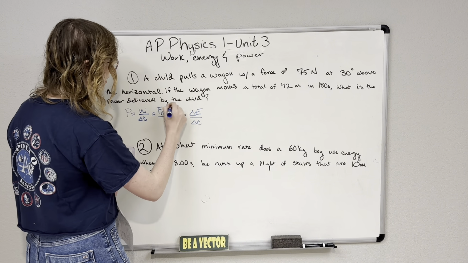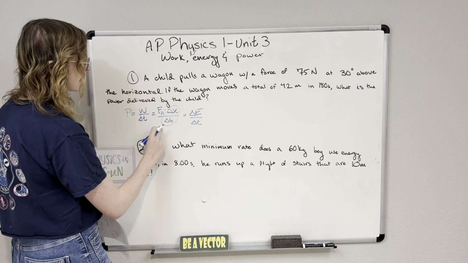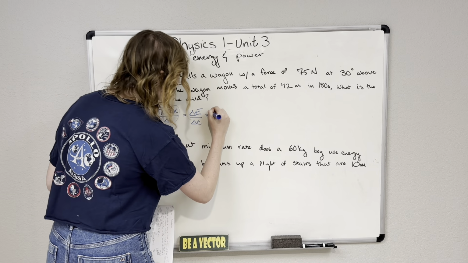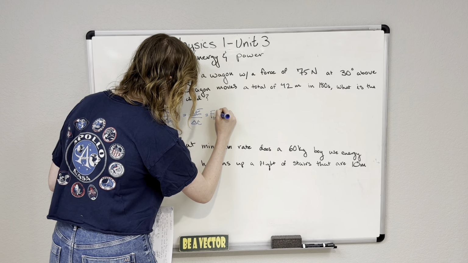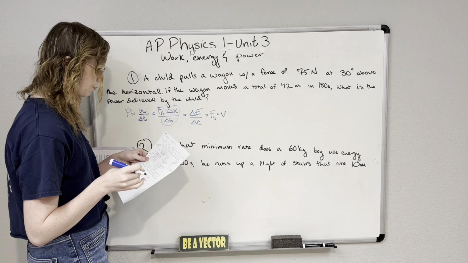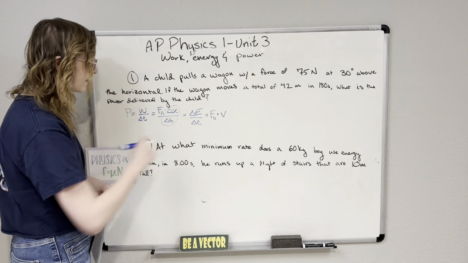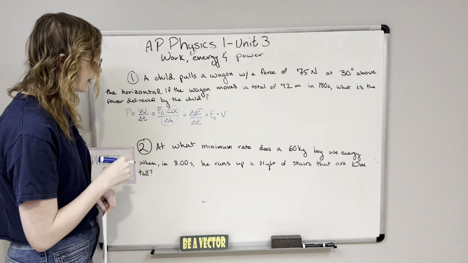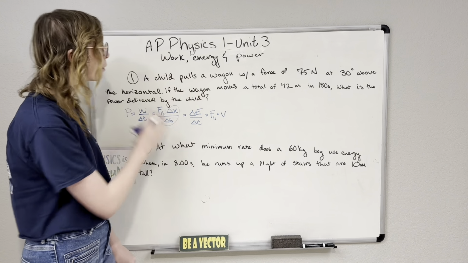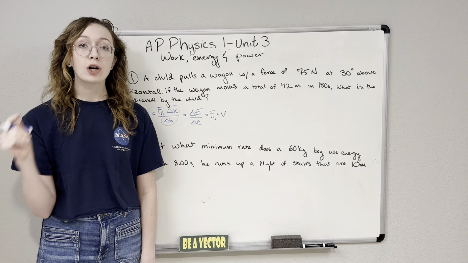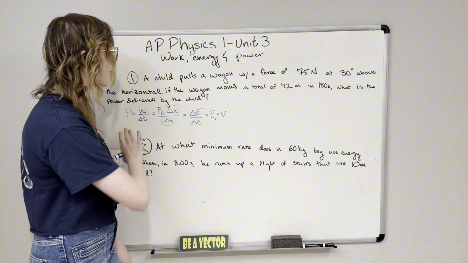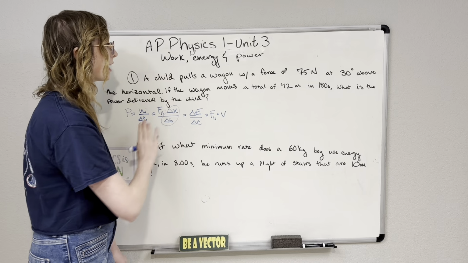Or we can also notice that delta x divided by delta t, displacement over time, is equal to velocity. So this is also just equal to the parallel component of force times velocity. Those are 3 different ways we can choose from, and sometimes that can be a little overwhelming. So whenever you approach a power problem like this, a good question to ask is, what information do I have that would make calculating this easiest?